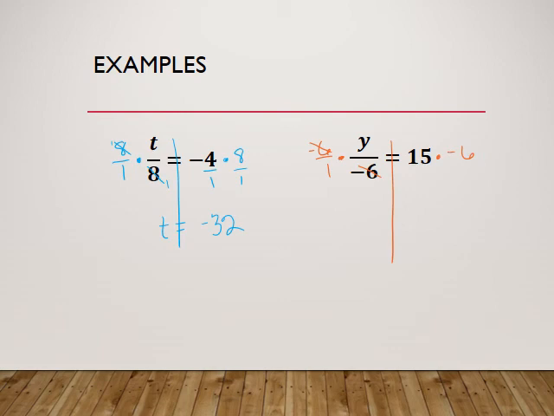So 15 times negative 6, well, 6 times 5 is 30, and you carry that 3. 6 times 1 is 6, plus 3 is 9. I have different signs here, a positive and a negative. So I get a negative answer. So y equals negative 90.